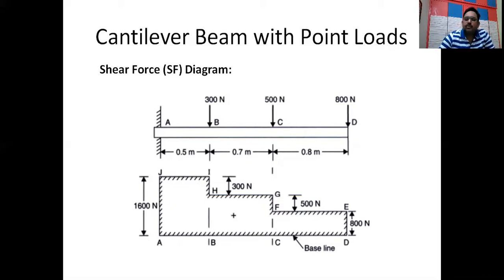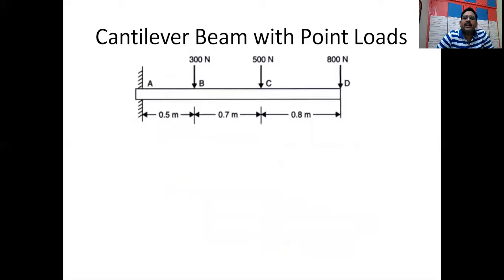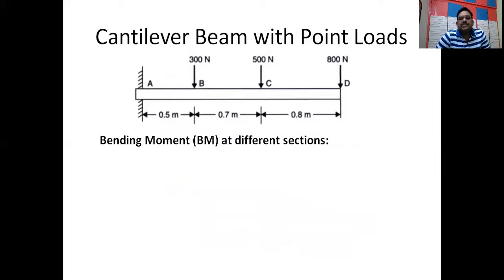Now, we will go through the bending moment diagram. Bending moment diagram for the same problem. So let us find out the bending moment diagram for different sections. So we have sections A, B, C, D here, and we will try to find out the bending moment for different sections.